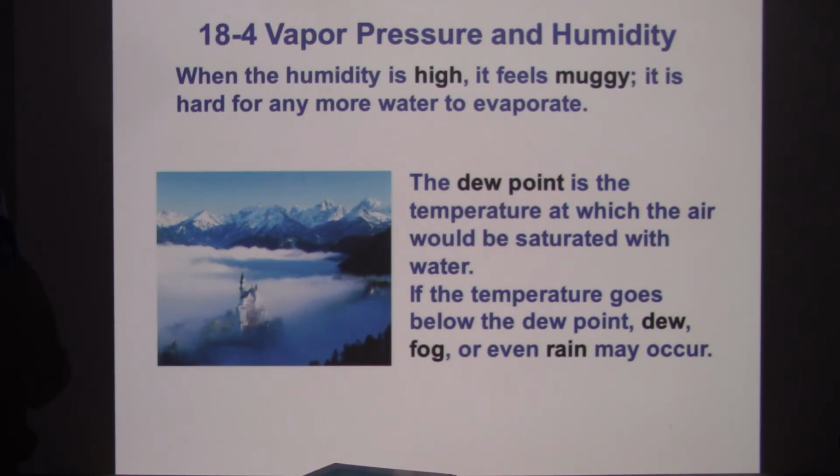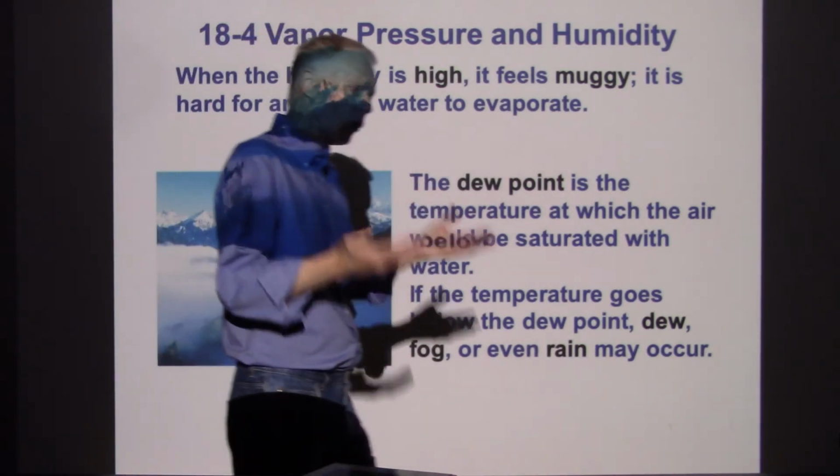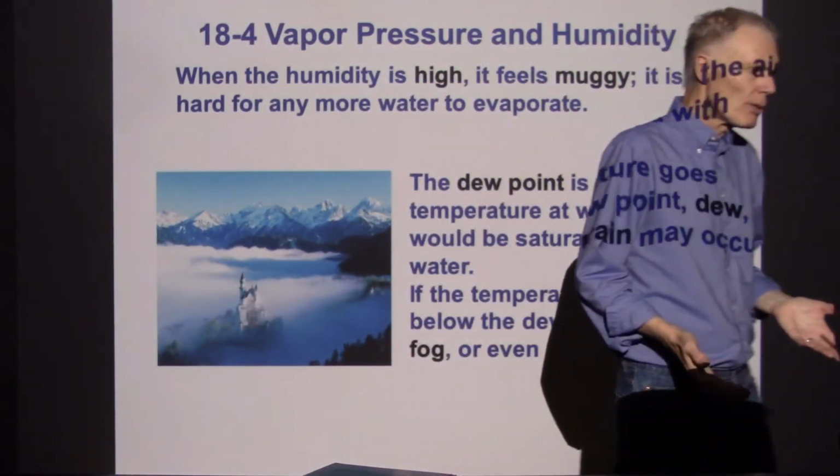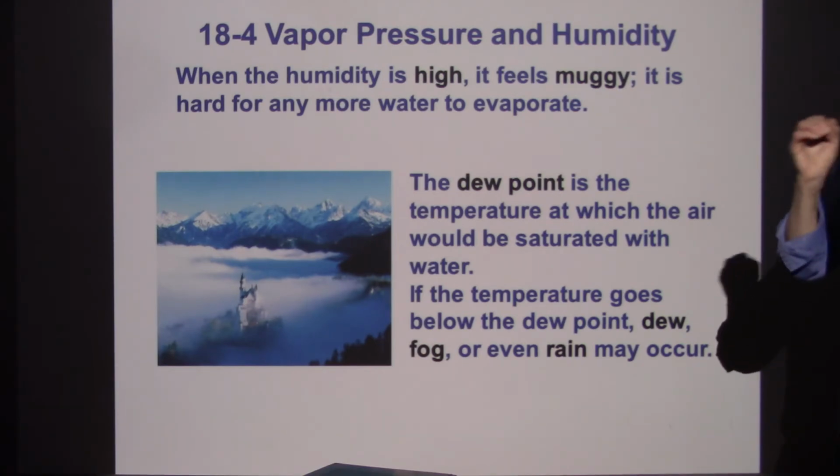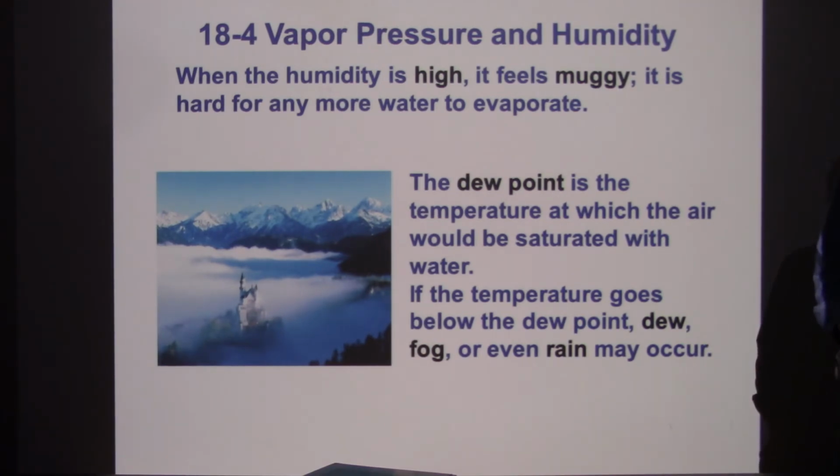And then we start to get clumps of water molecules. We get what we call water droplets in the air. And that's what fog is, and that's what clouds are. Fog and clouds are made of what we call water droplets. The water molecules are no longer moving around individually.